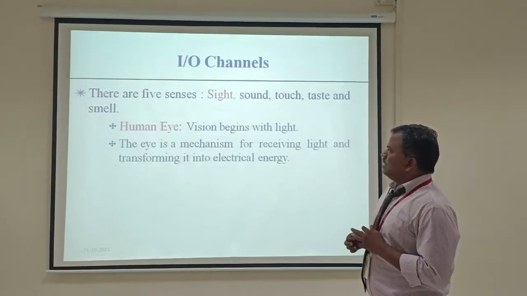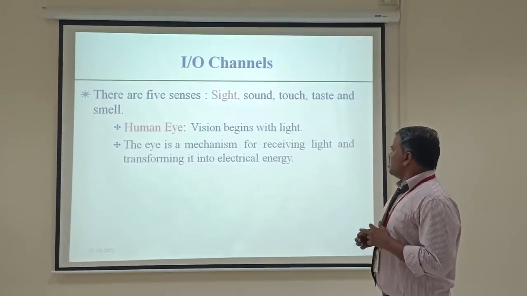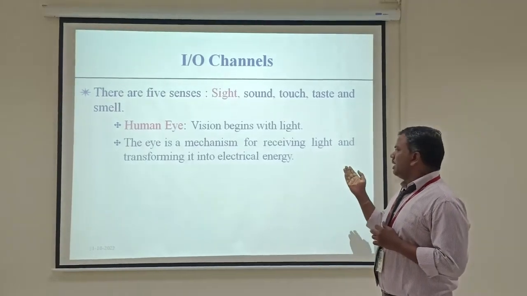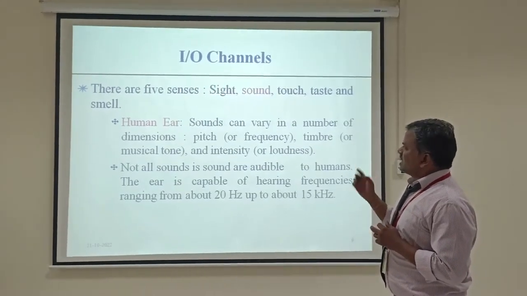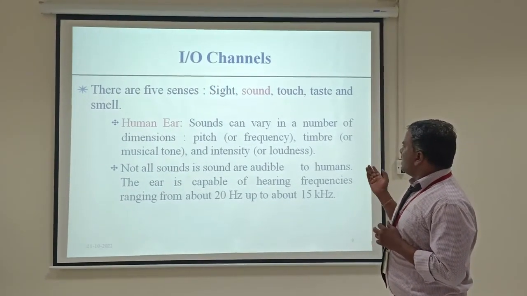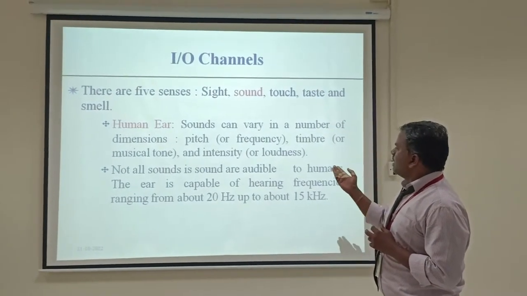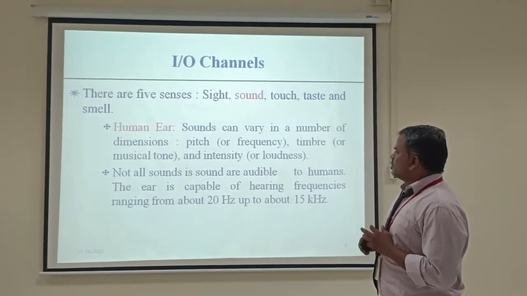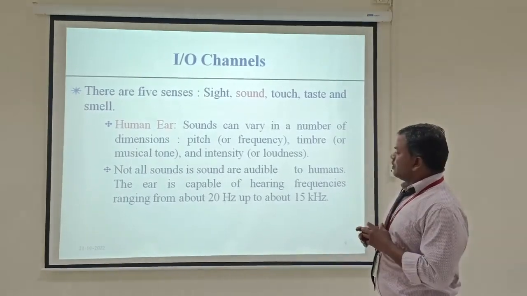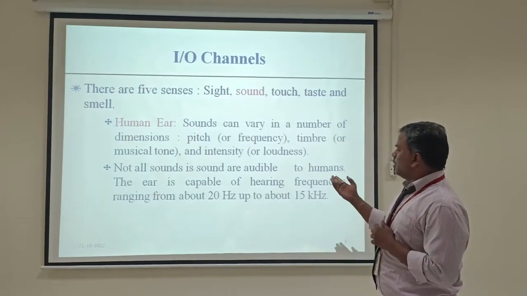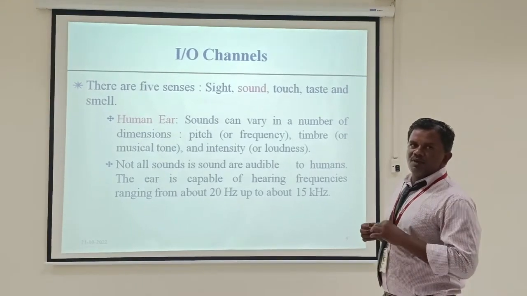First one, sight, which uses the human eye. Vision begins with light. The eye is the mechanism for receiving light and transforming it into electrical energy. Then next one, sound, the human ear. Sounds can vary in a number of dimensions: pitch, timbre and intensity. Not all sounds are audible to the human ear. Only sounds between the frequencies of 20 Hz to 20 kilohertz are acceptable to our ear.